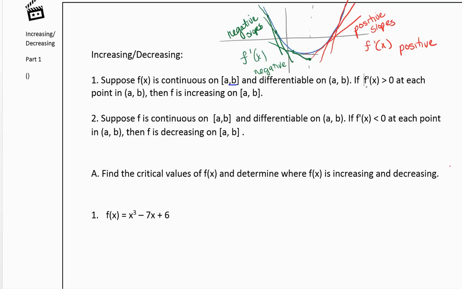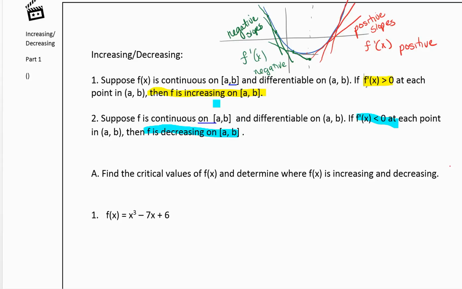Okay, so here are our rules. If we have a continuous function and it's differentiable, if the derivative is greater than 0, positive, then our function is increasing. So we can find the intervals where the derivative of our function is positive, and that's where our function will be increasing. Okay, then it says, suppose it's continuous and differentiable, then if it's negative, then our function is decreasing on that interval.